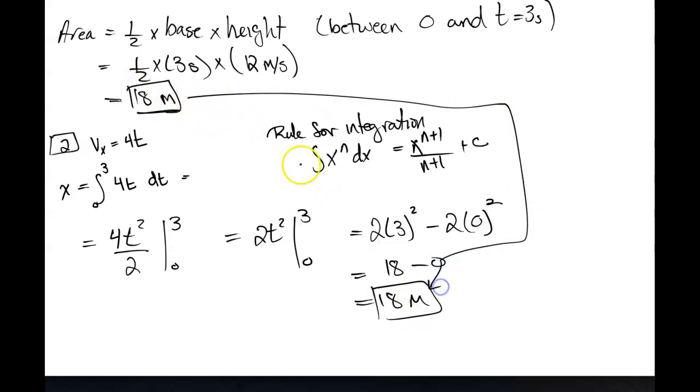So depending on whether you know calculus or if you know the area of shapes, you could have done this one of two ways.